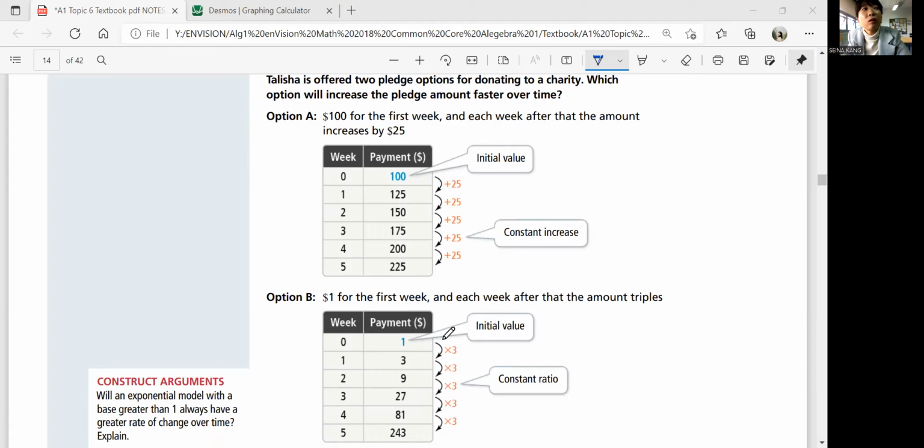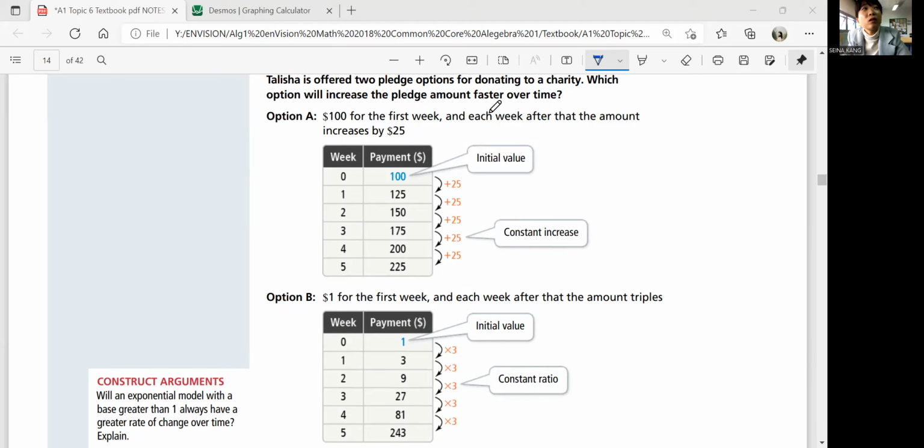you're paying a lot less money in the beginning for option B, because compared to $100, $1 is really small. And then the next week, it's only $3. And then the second week, it's only $9. It's not even close to 100. But then as you go to fourth week, it's 81. And then fifth week, suddenly it goes way past 100 and it's 243. And by fifth week, option B's payment is greater than option A.